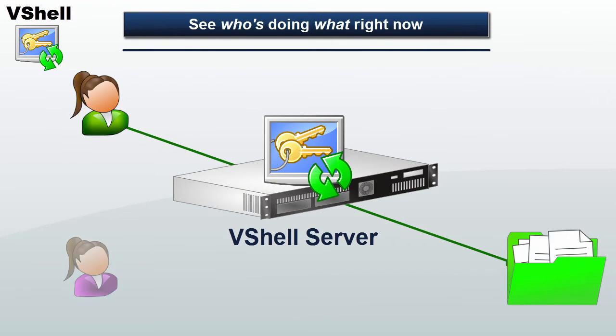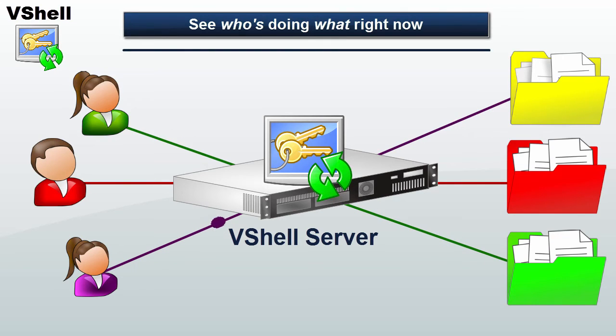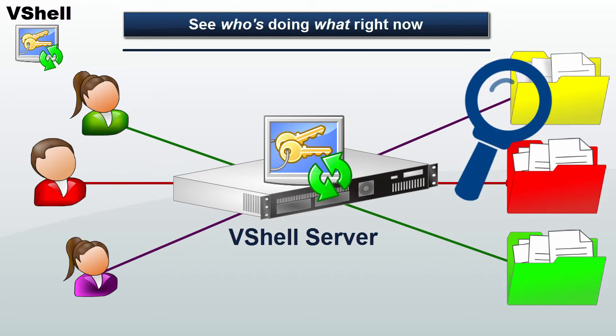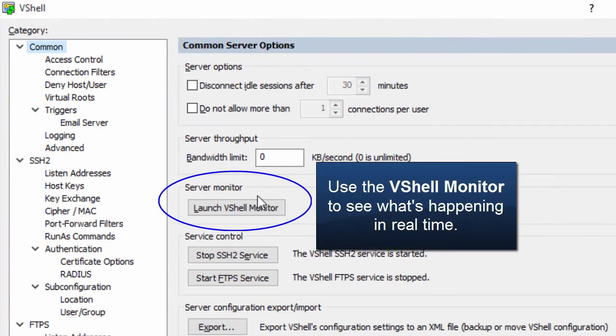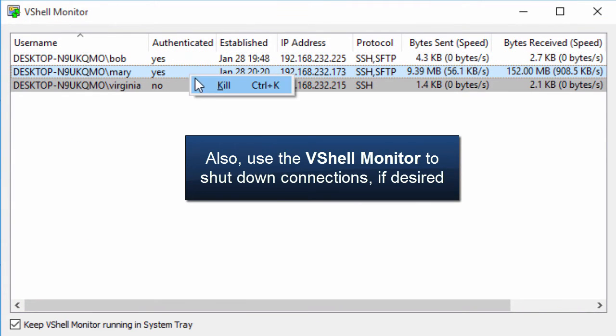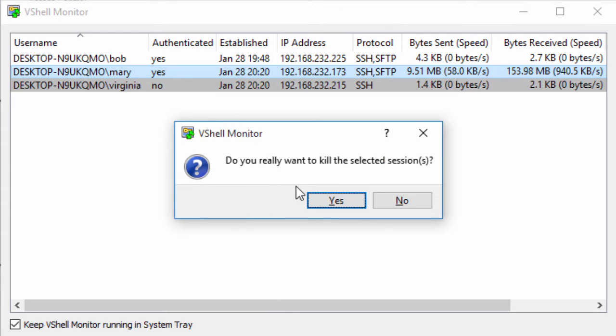As your clients and business partners begin connecting and accessing those resources you've made available to them, you might want to see what's going on with your server right now. The VShell monitor shows you who's doing what right now. The monitor also allows you to manually close connections to free up resources for higher priority connections.